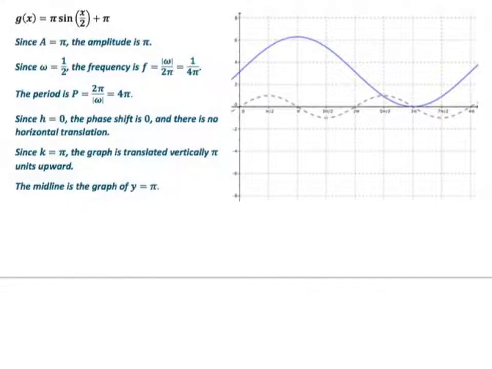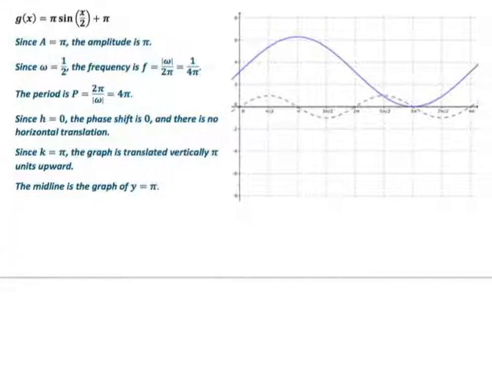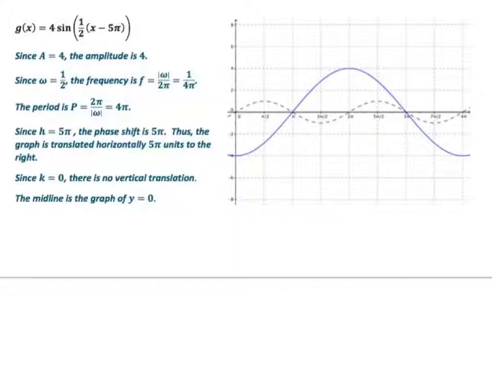And the answer: a equals pi, so your amplitude is pi. Omega is 1/2, so your frequency is 1 over 4 pi, so your period is 4 pi. Okay, we've stretched everything out. We have one complete cycle in 4 pi, which is pretty stretched out. And your last one. Okay, there we go. Again, we have a pretty big period.